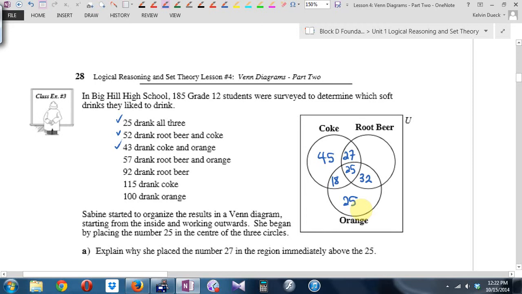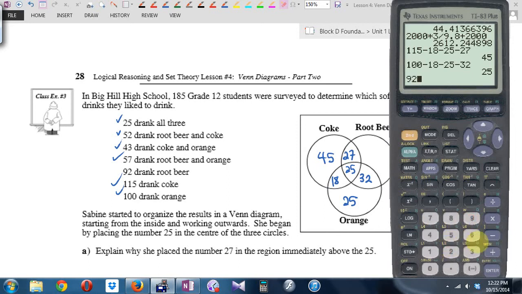How can I figure out what goes in the section right here? Because I think I've done all of these now, right? Oh, did I miss the 92? I missed the 92 drank root beer. I should have been doing check marks, Mr. Dueck. Okay, 92 drank root beer.